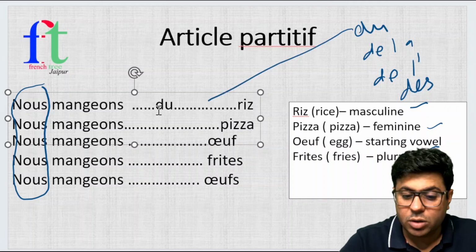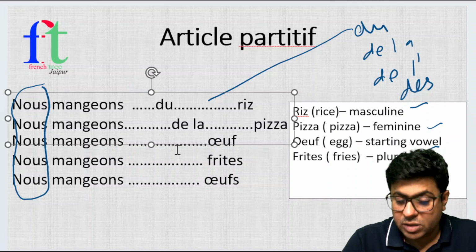So that is du. Pizza is feminine. So which one are you going to use? De la. Of, starting with a vowel. So I'm going to use the l apostrophe. Frites, plural. So des. Of, starting with a vowel, but keep in mind that it's ending with S. So the existence of a vowel is not considered in this case because that is plural. So we will work out the last one. What is there? That is plural. So we are going to use des.